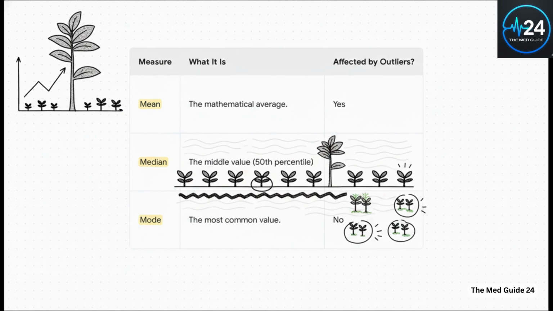The mean is what you probably think of as the average. Just add everything up and divide. But its weakness is that it gets totally yanked around by outliers. If one of our plants is a freakish giant, it's going to pull the mean way up. But then there's the median. The median is just the middle number in the list. It literally doesn't care about that giant plant at the end. It's focused only on the middle. That's why it's so useful when data is skewed. And the mode? That's just the number that shows up most often.